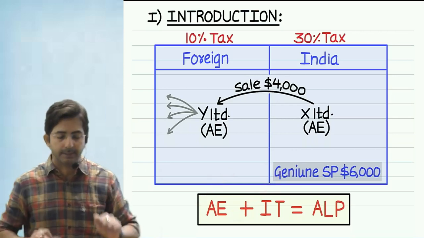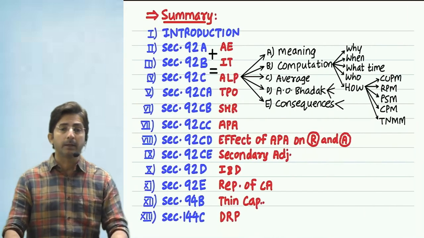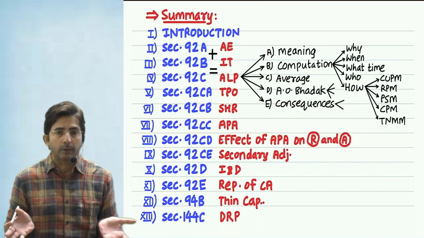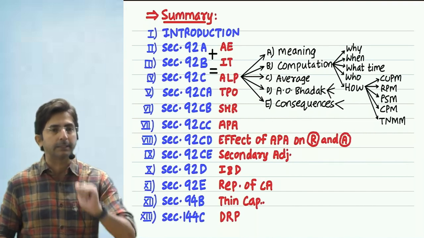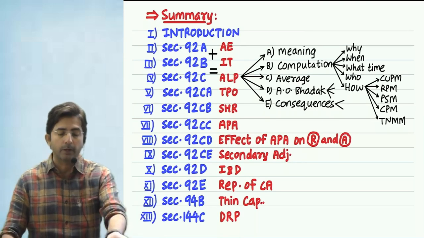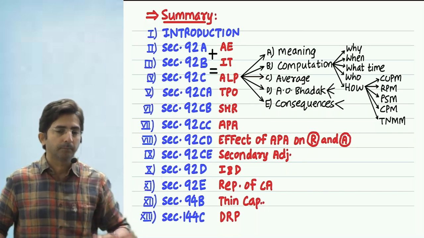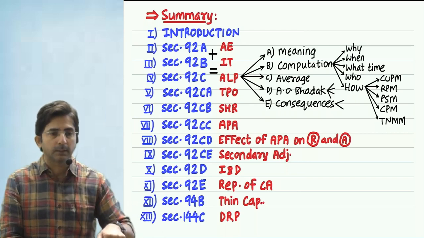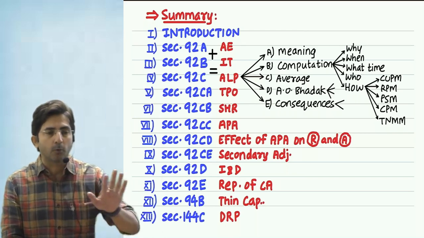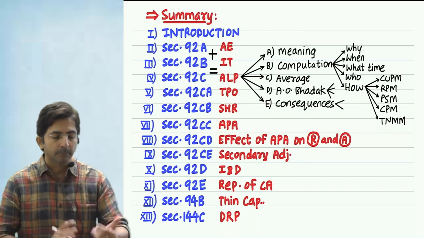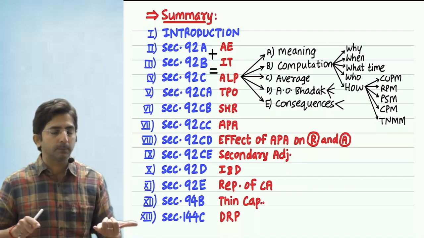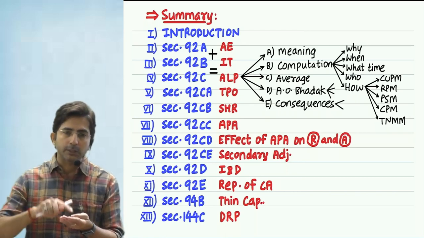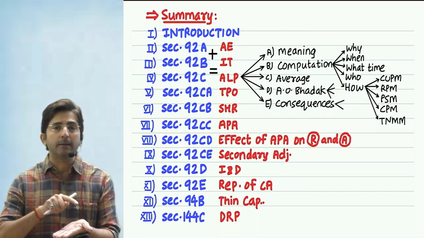Whenever AE plus IT. And then who has to compute ALP? The assessee has to compute ALP. Usually the assessee wouldn't know all these things, so he will have to take the help of a CA. And then at what time to compute ALP? At the time of filing the return. And then how to compute? For that there are 5 methods, and out of the 5 methods, the assessee has to select the most appropriate method. And what are the 5 methods? Comparable uncontrolled price method, resale price method, profit split method, cost plus method, and transactional net margin method.